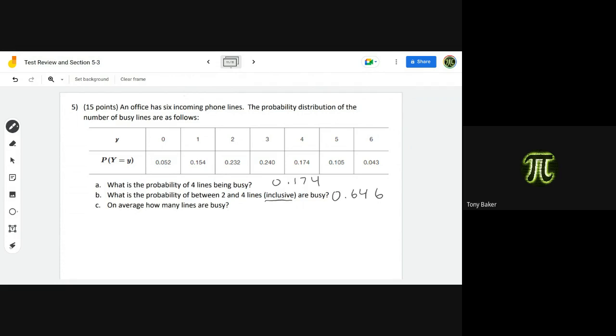All right. Now, on average, how many lines are busy? This is where you have to find your mean. This is just like doing a weighted mean. You're going to take and multiply each of these together and then add them up. I will tell you right now, this 15 points is not 5, 5, and 5. This question, C is going to be worth more because there's more work for there.